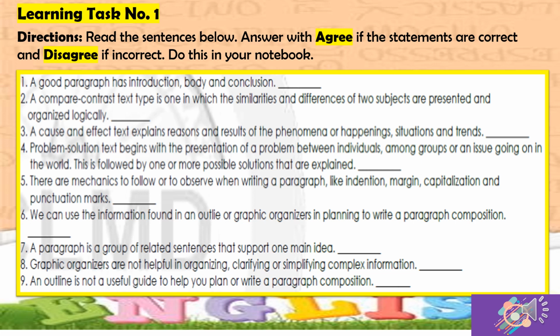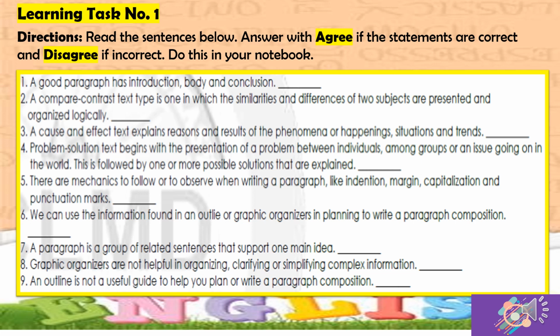Number 2, a compare-contrast text type is one in which the similarities and differences of two subjects are presented and organized logically. Number 3, a cause and effect text explains reasons and results of the phenomena or happenings, situations, and trends. Number 4, problem solution text begins with the presentation of a problem between individuals, among groups, or an issue going on in the world. This is followed by one or more possible solutions that are explained.